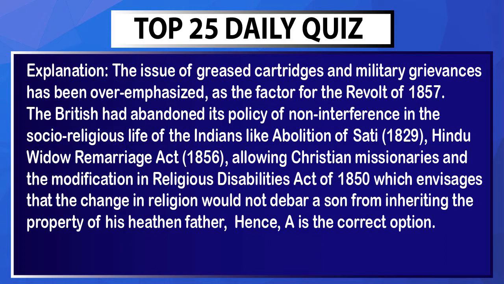Explanation. The issue of greased cartridges and military grievances have been overemphasized as the factor for the revolt of 1857. The British had abandoned its policy of non-interference in the socio-religious life of the Indians, like abolition of sati in 1829, Hindu Widow Remarriage Act 1856, allowing Christian missionaries, and the modification in Religious Disabilities Act of 1850, which envisages that the change in religion would not debar a son from inheriting the property of his heathen father. Hence, A is the correct option.